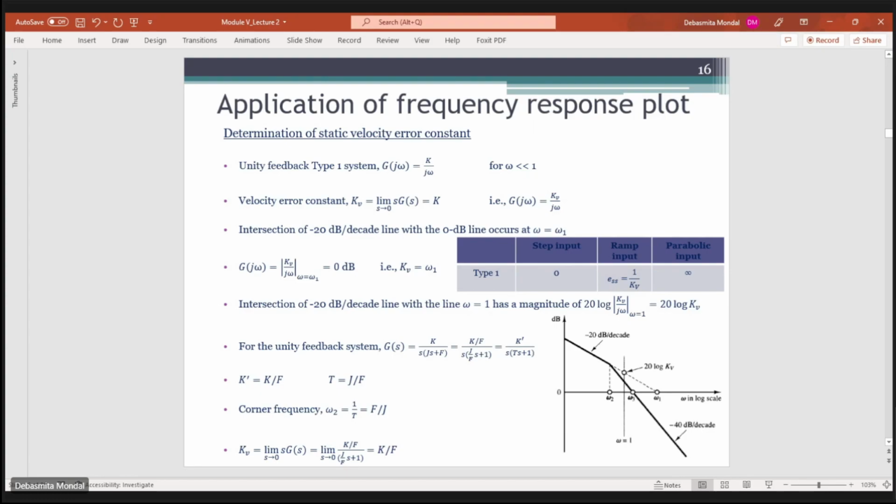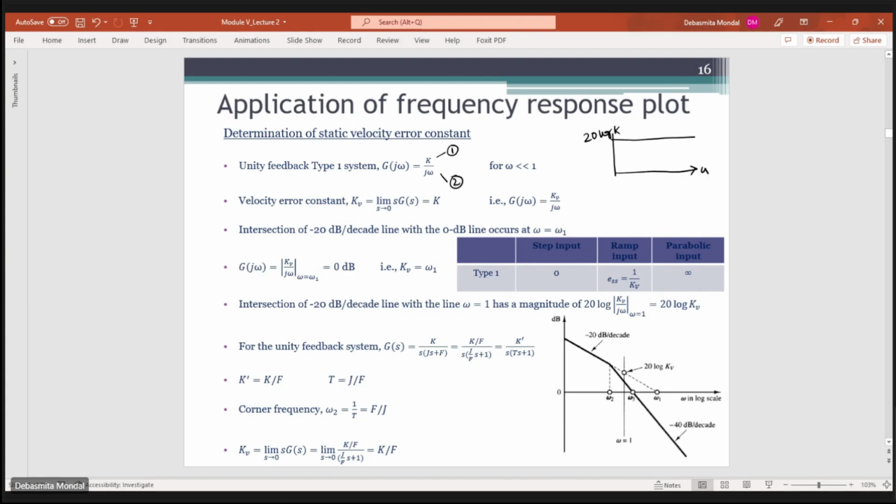Now if you draw the Bode plot for this K by j omega, it will have two components. This is factor number 1 and this is factor number 2. For this one, you will have a straight line at 20 log K.